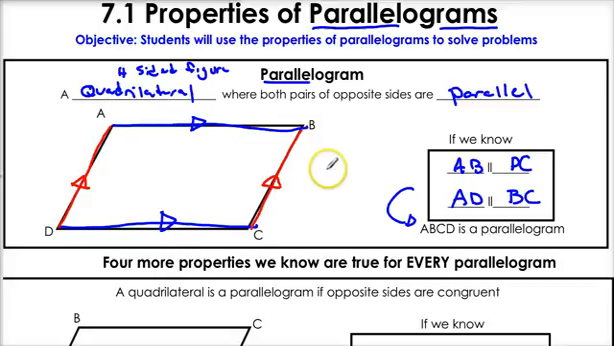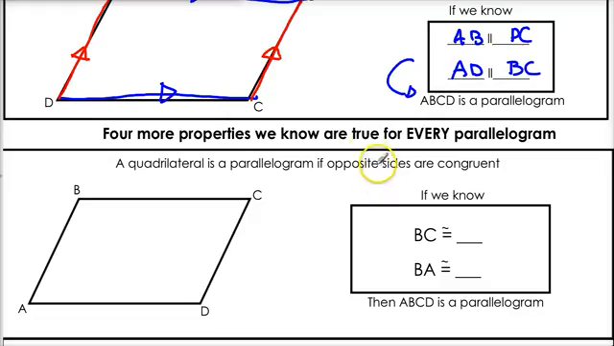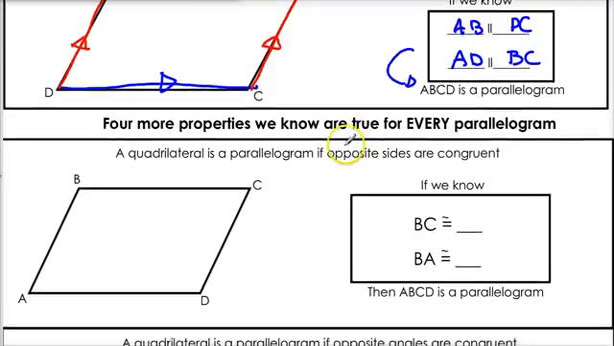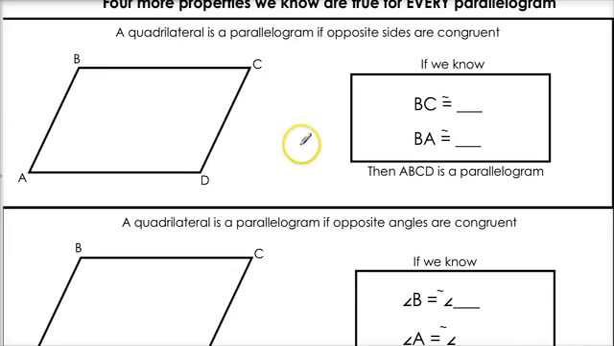Now, there are more properties that are true for every parallelogram, okay? And let's get into that. So we know opposite sides are parallel. That's pretty cool, but there's more. A quadrilateral is a parallelogram if opposite sides are congruent. So you know a quadrilateral is a parallelogram if the opposite sides are congruent.